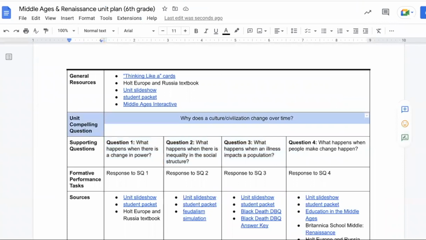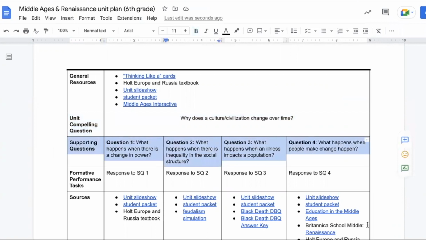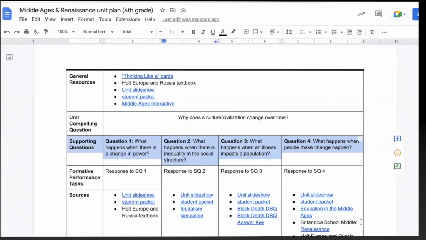The compelling question for this unit is, why does a culture or civilization change over time? There are 4 supporting questions. What happens when there is a change in power? What happens when there's inequality in the social structure? What happens when an illness impacts a population? And what happens when people make change happen?